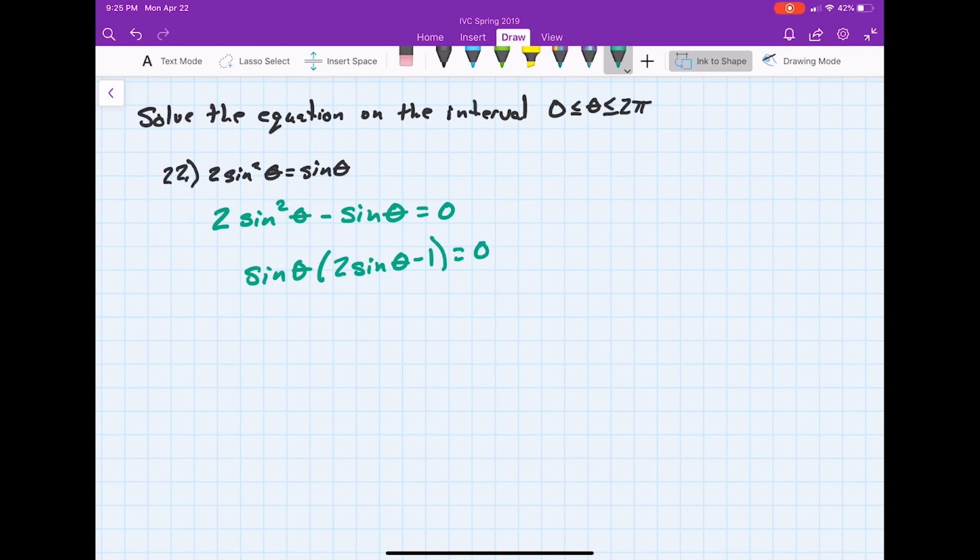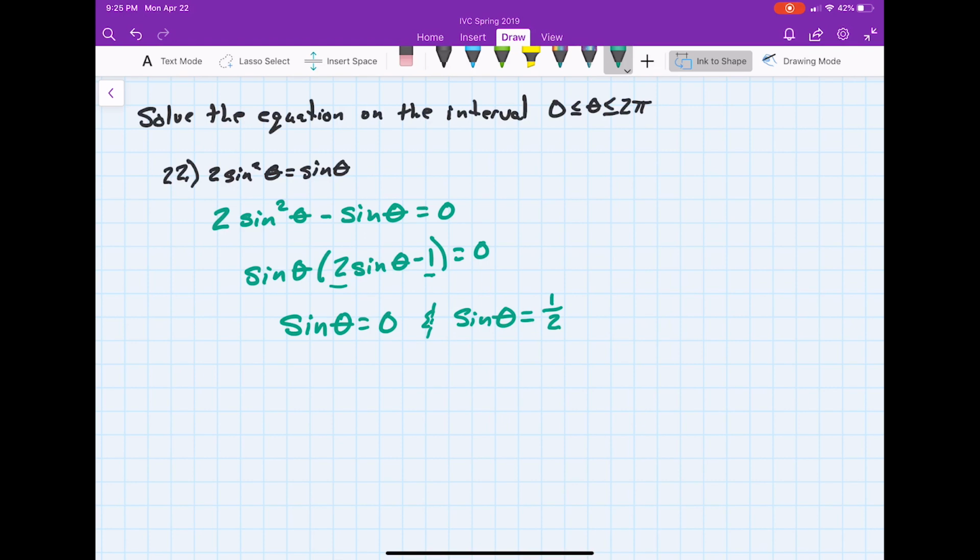Now, what would make this 0? Well, if sine theta was equal to 0, it would make this 0. And inside the quantity, this would also make it 0 if sine theta was equal to 1/2. That would make this part 0. So that's how we get our zeros.